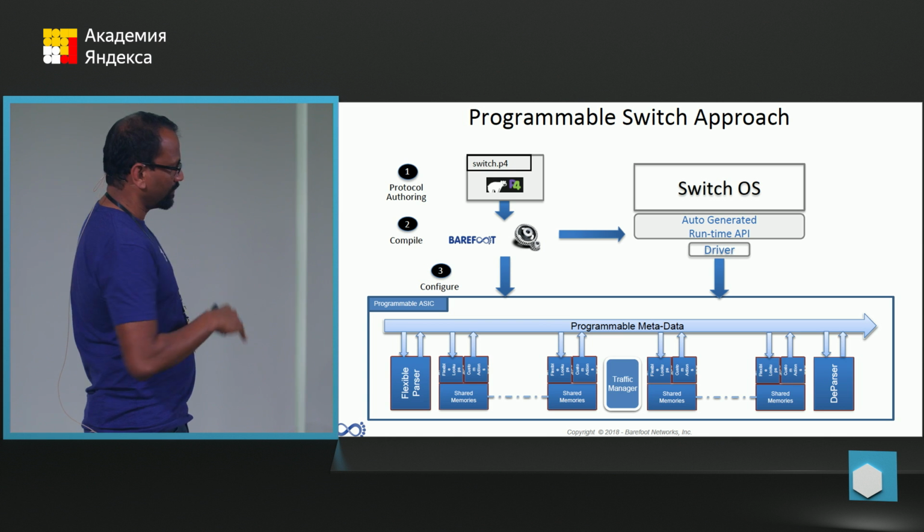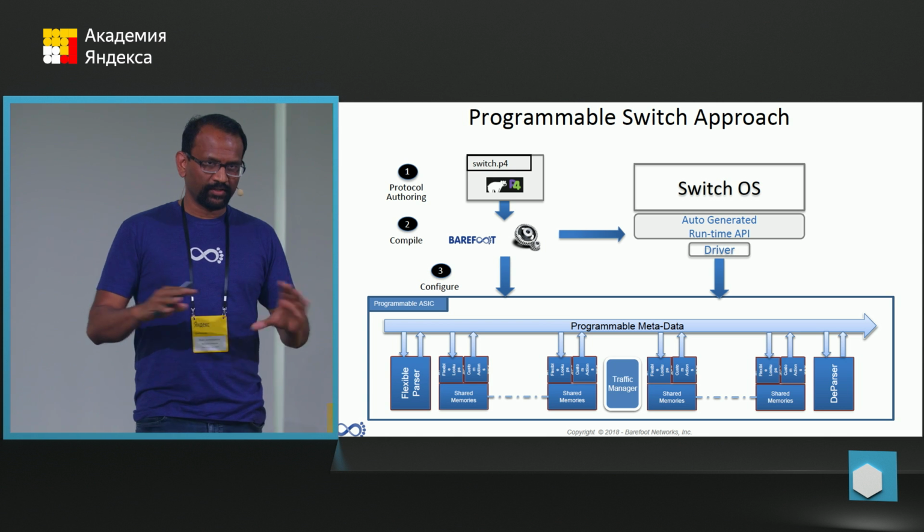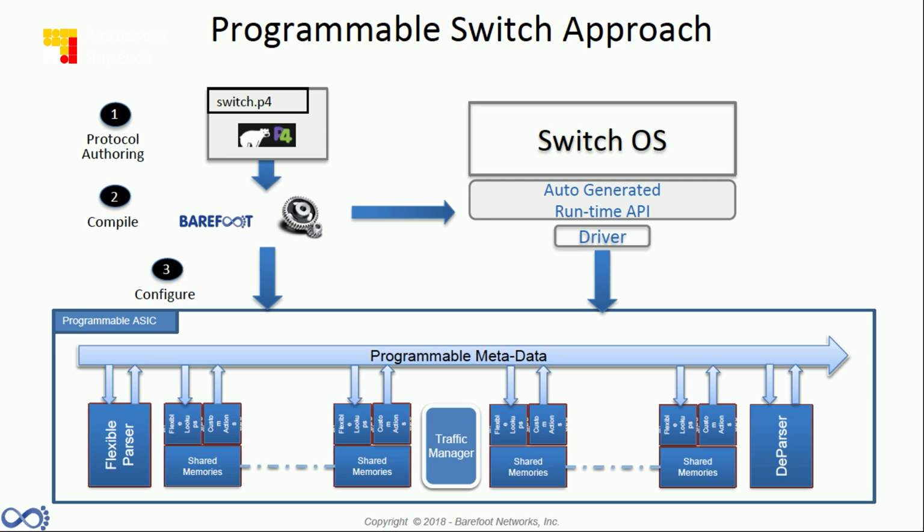In this case, since the programmable pipeline does not know what to do, you have to tell it what to do, and that comes from your P4 program. Here, we call it switch.p4. You compile that program, you generate a binary, you put it on the chip, and then you also generate the APIs with which your control plane can talk to the pipeline that's running in the chip.